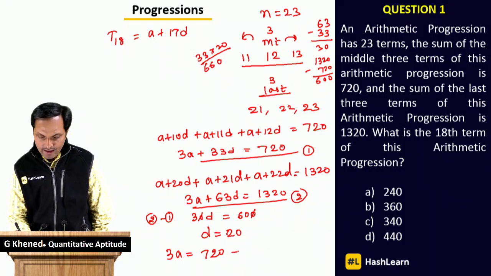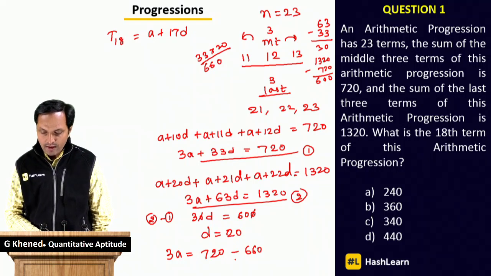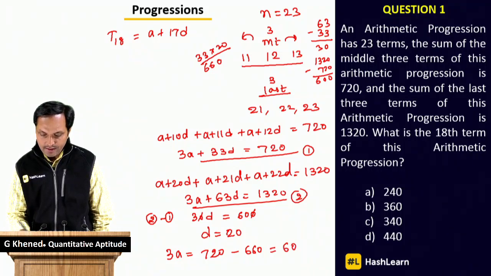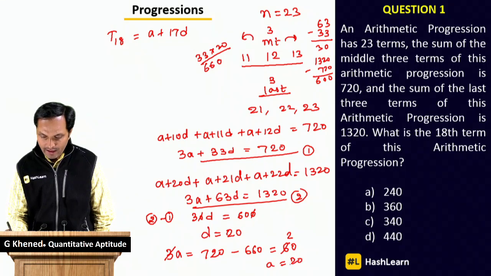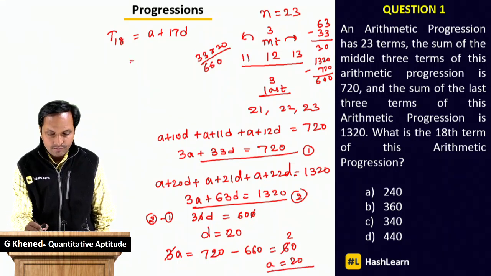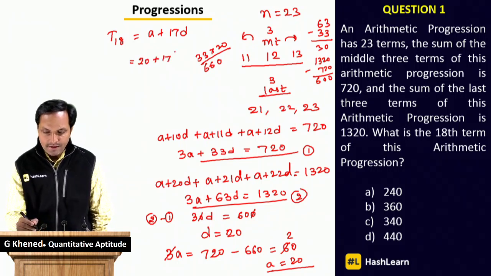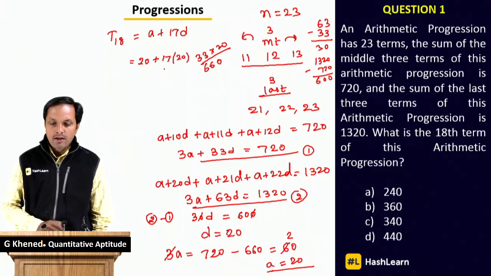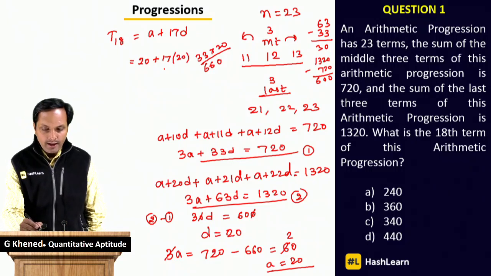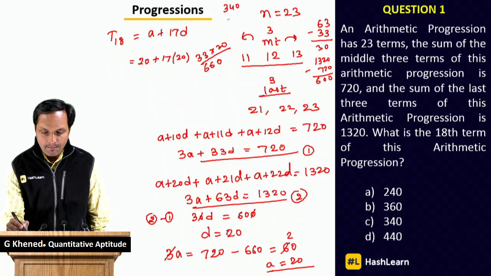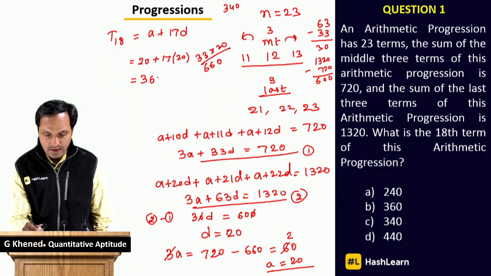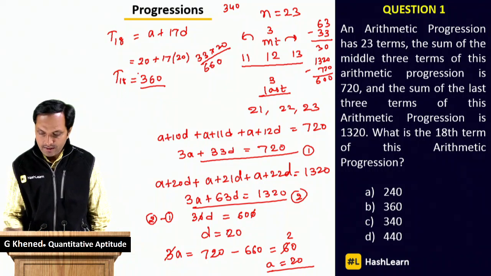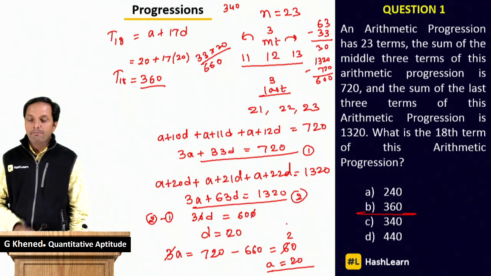If you shift this side 660, what does that give you? 60 is the difference, so 3 2s are 6, so A will be 20. If A is 20 and the common difference is again 20, 17 into 2 is 34, that is 340 plus 20 is 360. So the 18th term is 360, which is option B.